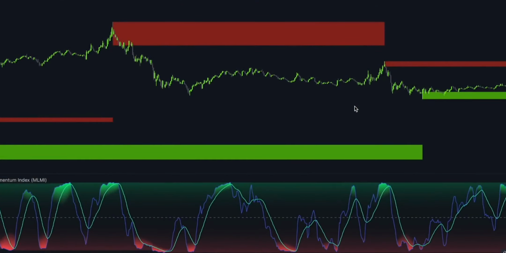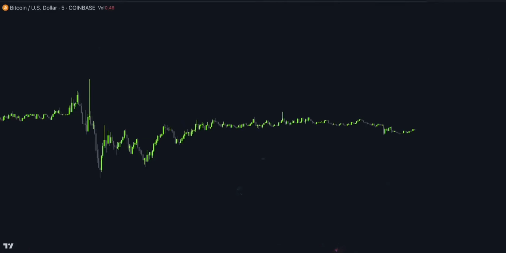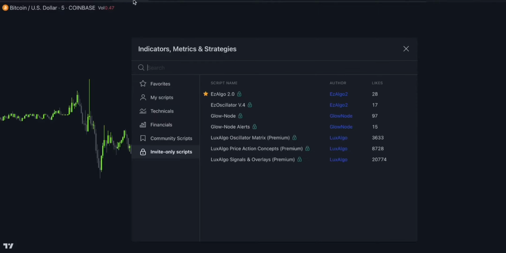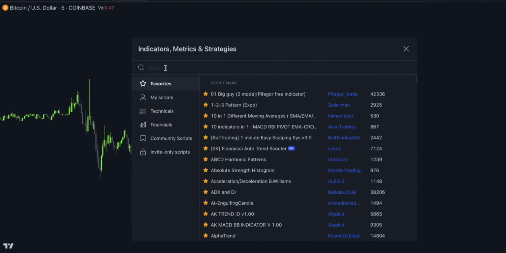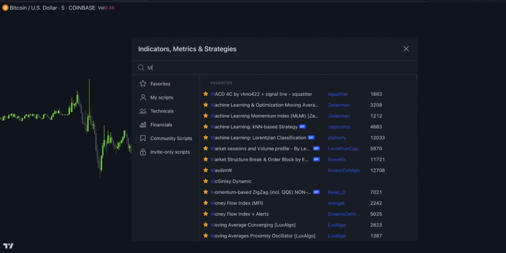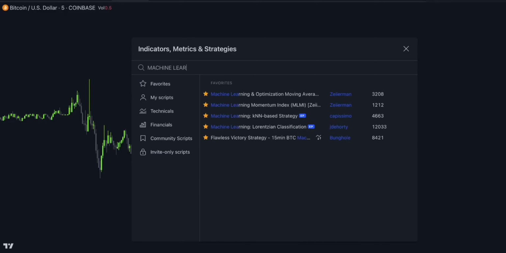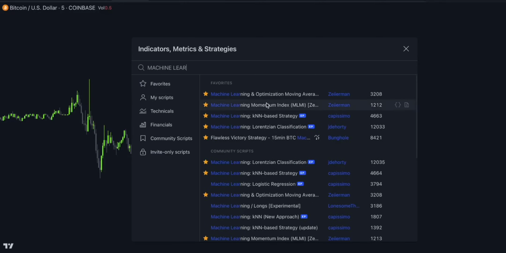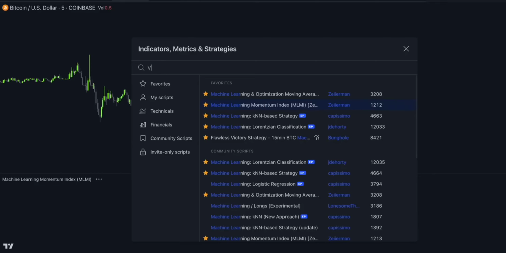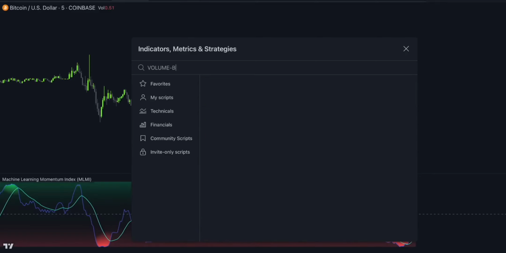Let's return to our trading strategy. In order to build the same setup you see on my screen, you'll need to first open any chart on TradingView and click on the indicators. The first indicator you're going to search for is called the Machine Learning Momentum Index. This tool was published by Xiamen. The second indicator you'll need is called Volume-Based Support and Resistance Zones by Tommy F.